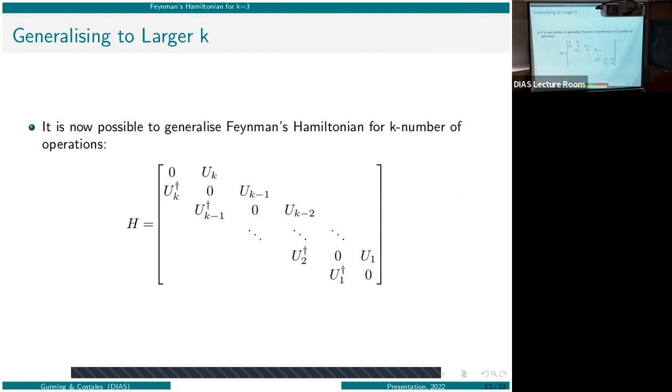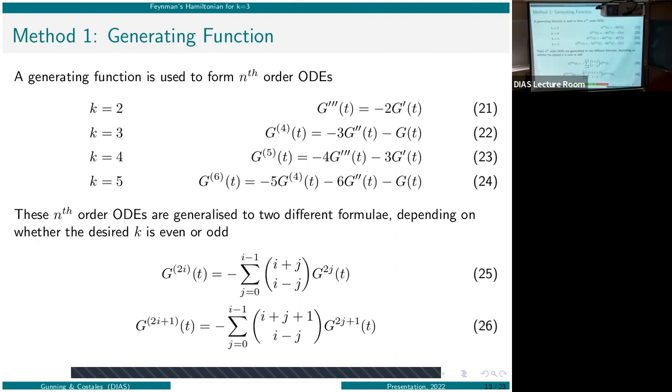And we saw by induction, we can prove that each Hamiltonian is a tridiagonal matrix as shown here. And knowing this, we are able to then extend the ideas of a generating function to create these ODEs. These n-order ODEs for each k. We created these by looking at the Hamiltonian relationships that we found, as well as the generating function. We are able to create ODEs for k equal to 2, 3, 4, and so on. And we were then able to generalize this to create any n-order ODE that we desired, depending on whether our desired k was even or odd.